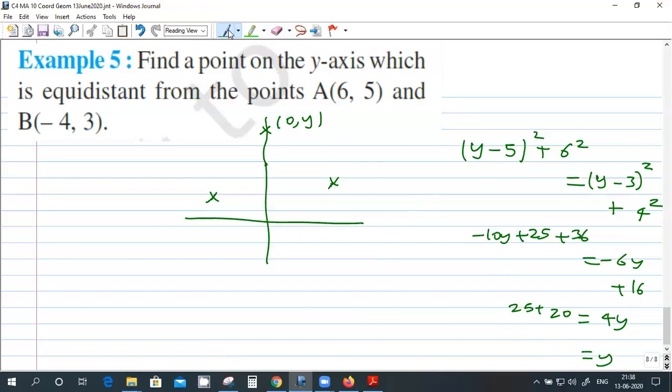25, 36. Oh, what happened to 9 plus 6? I forgot the 9. Okay, 9 plus 6, 21. No, this is 20, so we have to subtract both. That's 9 minus 16. Cancel this thing. So 25 minus 36 cancel, 9 will be y.